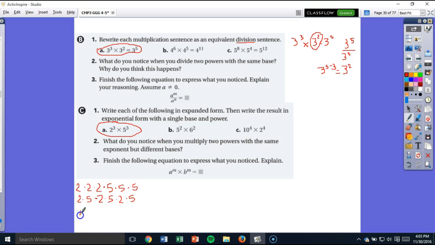Well, 2 times 5 is what? 10. So we'll take 10 times 2 times 5 is 10, times 2 times 5 is 10. Well, that winds up being 10 to the third power. And what we did here is, because we had the same exponents and we had different bases, we then multiplied the bases together. We took 2 times 5, which is 10, and we kept our power that we had in both of them, which is being raised to the third.